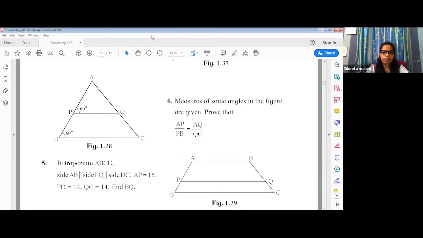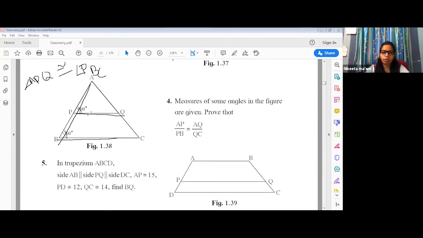What they have given you over here is angle APQ is congruent to angle PBC, right? So these two angles are congruent. If I am considering PQ and BC as lines and AC as a transversal, then these two angles will be my corresponding angles. Yes, we have done this in 9th standard.